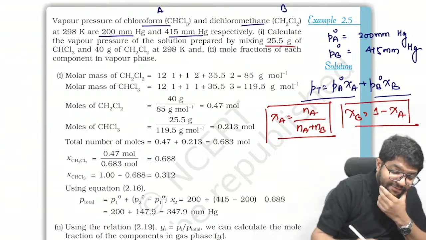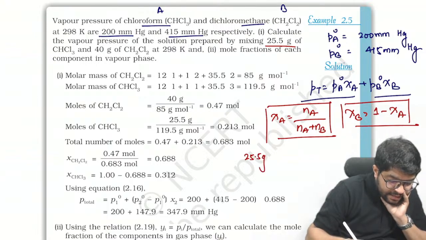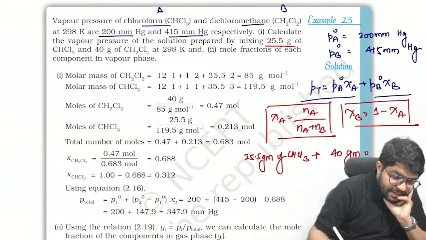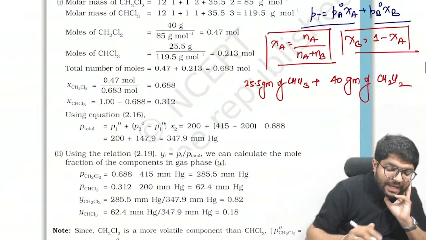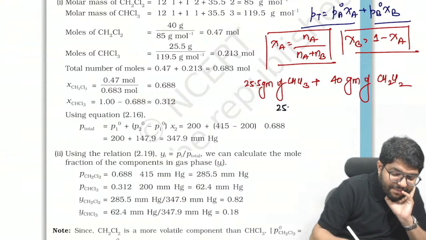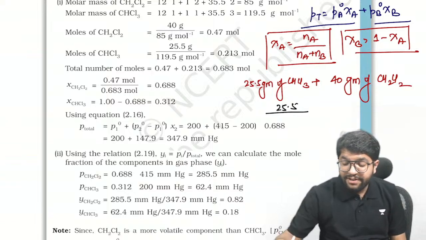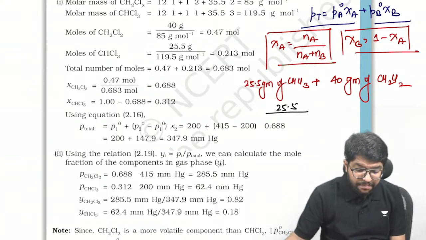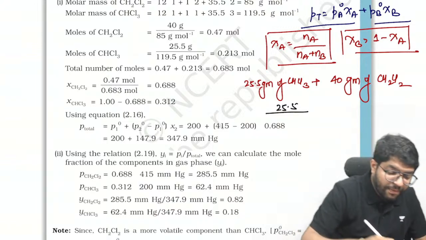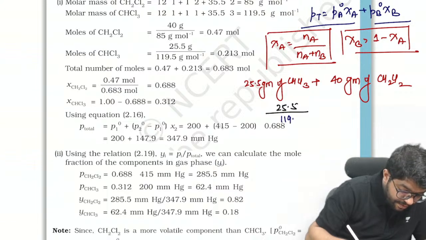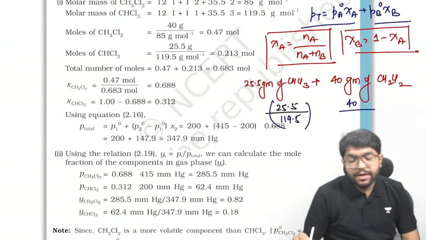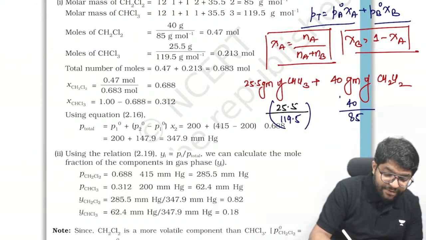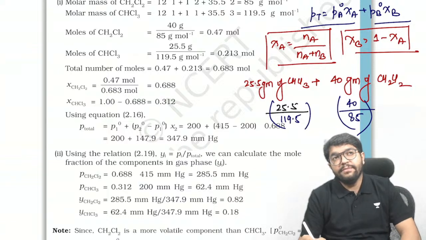Now I have been given 25.5 grams of CHCl3 plus 40 grams of CH2Cl2. Quickly, once I calculate the moles of it, it is 25.5 divided by 35.5 into 3 plus 13, 119.5 is its weight. And then you have 40 upon 71 plus 13, 84. 85. CH2Cl2, it's CH2, so 14 plus 71, 85.